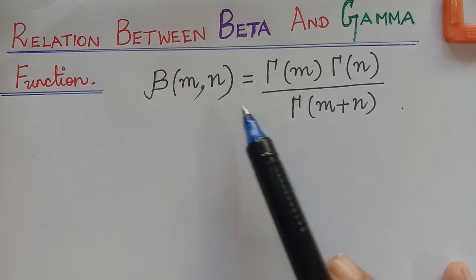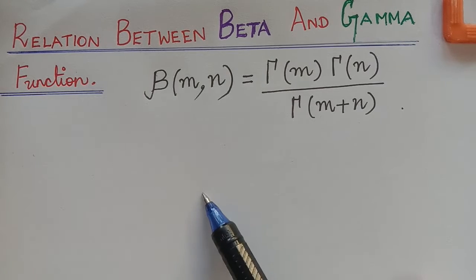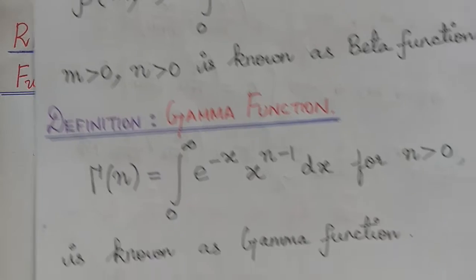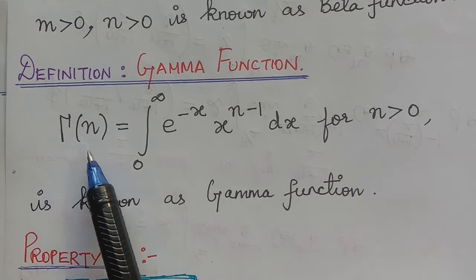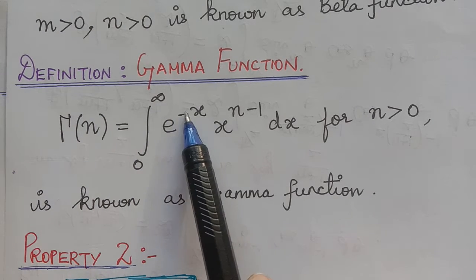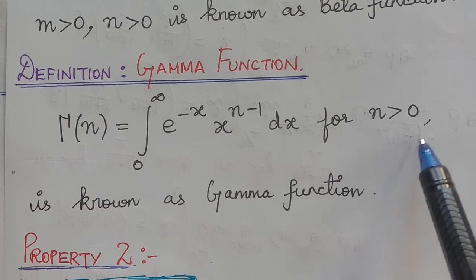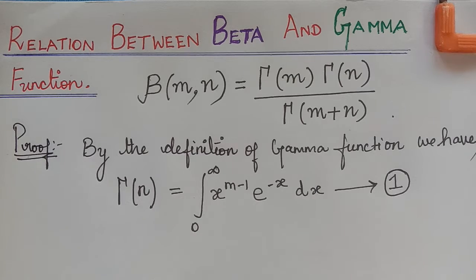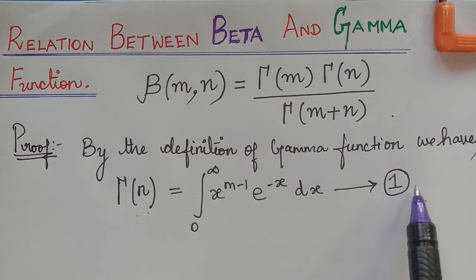parameters. Now, the first step is we have to write the definition of gamma function. We have already seen in our previous video lectures the definition of gamma function, given by gamma of n is equal to integral 0 to infinity e power negative x times x to the power n minus 1 dx for all n greater than 0. So we have written the definition of gamma function and marked it as equation 1.